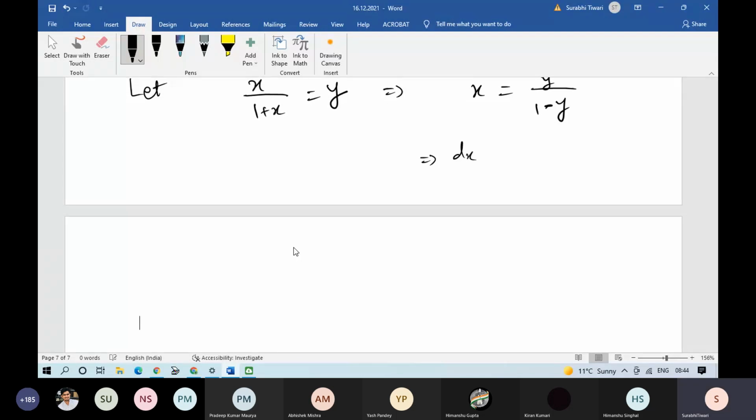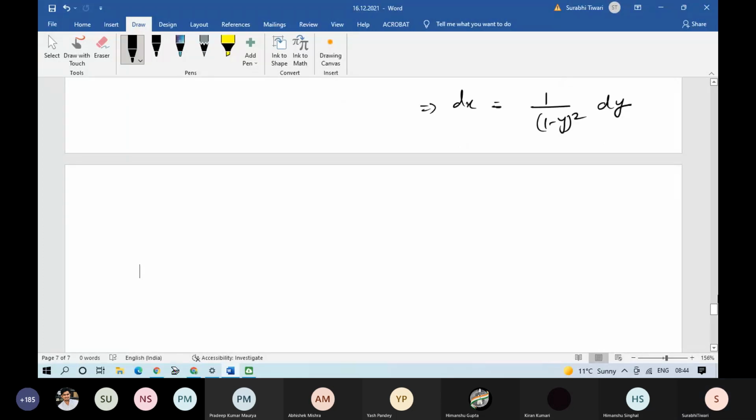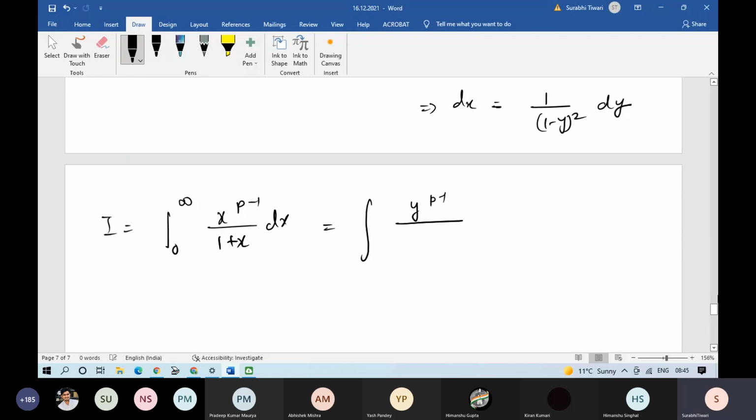And this means dx is equal to 1 upon (1 minus y) whole square into dy. So now coming to the integral, 0 to infinity x to the power of p minus 1 upon 1 plus x dx. Now change it, so what will it become? y to the power p minus 1 upon (1 minus y) to the power p minus 1 into y by x dy.